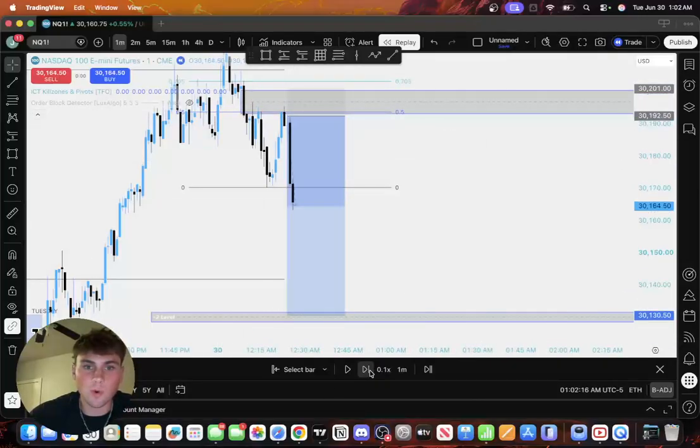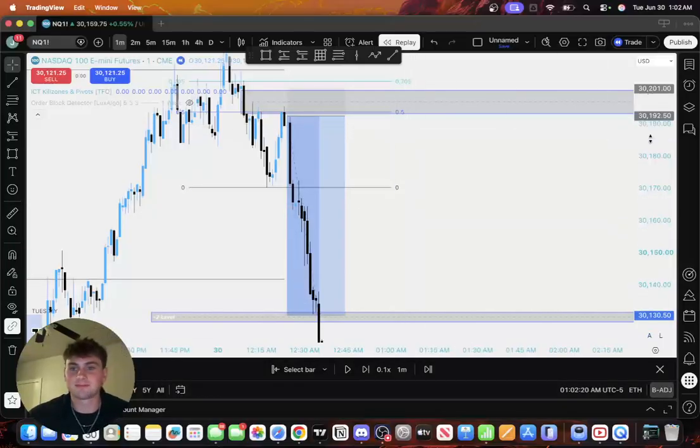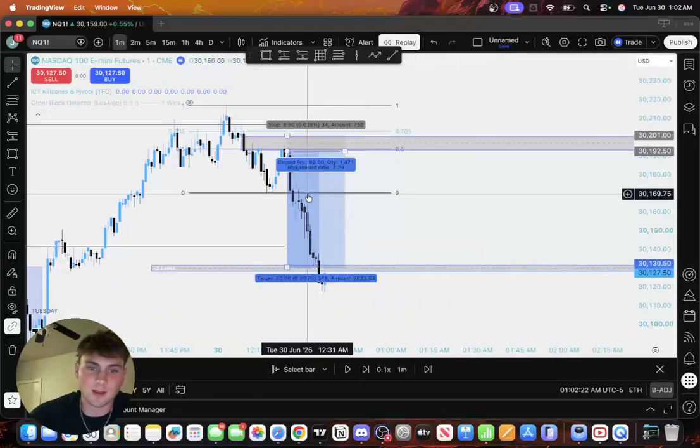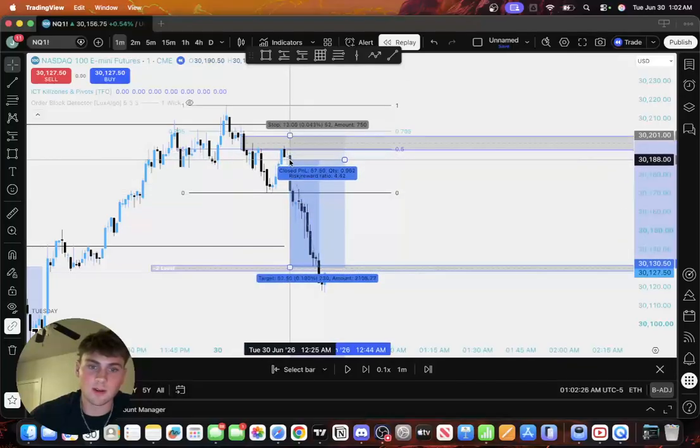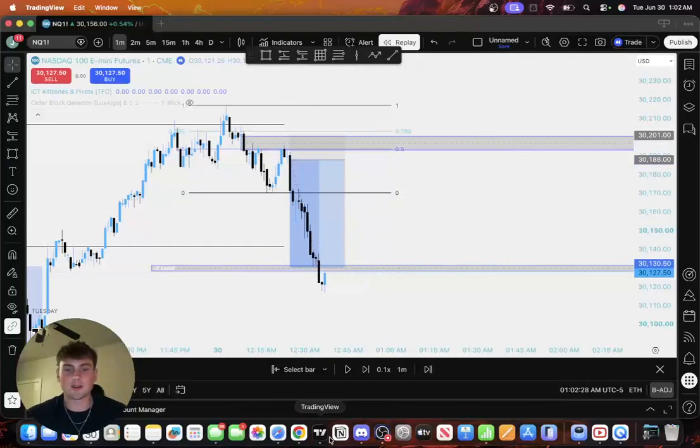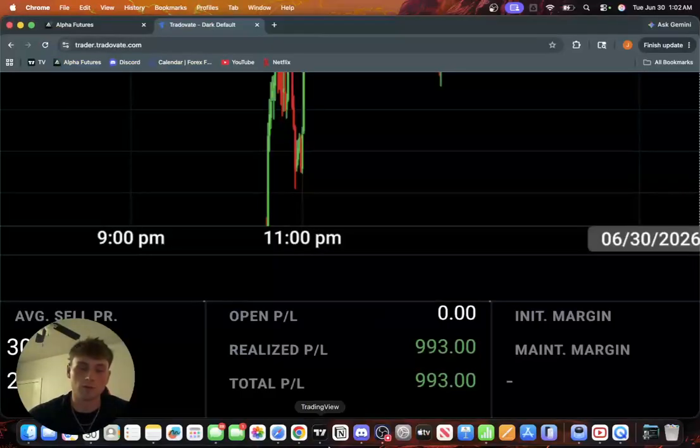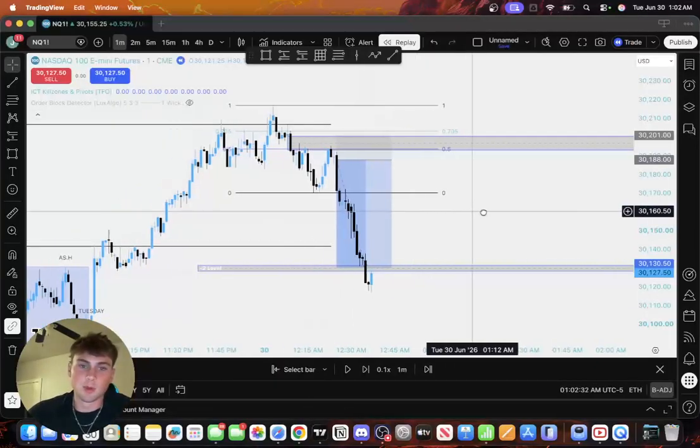We watch it on the 1 minute, boom, and boom. I mean, perfect trade. I actually got a little less than that because I entered like right here. So $1,000 trade. I mean, it was beautiful. All glory to God. Beautiful trade.